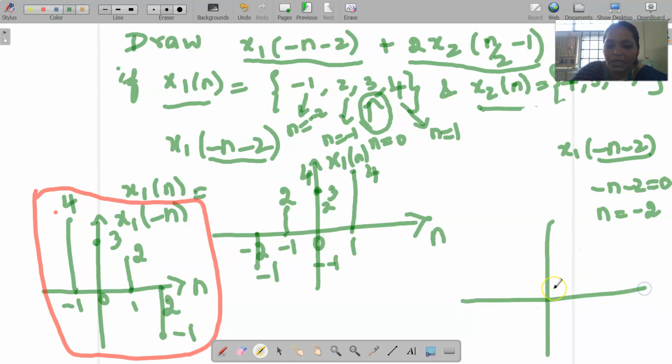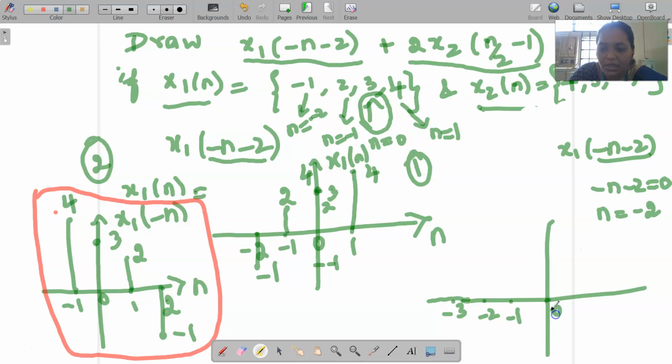What we have obtained previously, this is our first diagram, this is our second diagram. So we have to apply this shifting operation to the second diagram. Wherever you have n, all the values of n we have to add with minus 2. So minus 1 becomes minus 1 plus minus 2, which is minus 3, 0 minus 2 becomes minus 2, 1 minus 2 becomes minus 1, 2 minus 2 becomes 0.